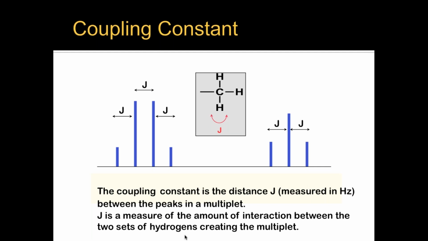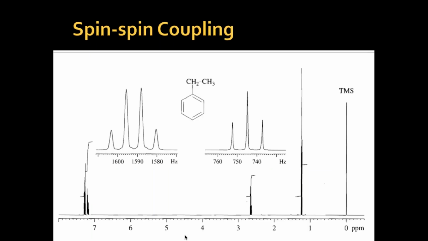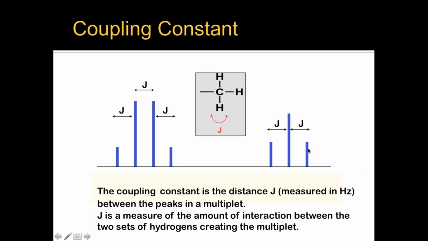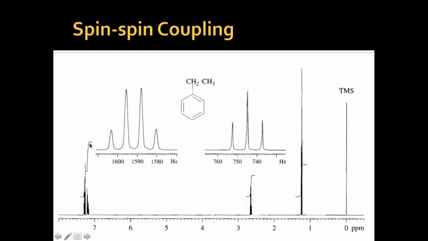So that's called a coupling constant. Now, how to see that? I showed you the triplet looks like this, quartet looks like this, but in reality, how is it? Let's see the example of ethyl benzene. Ethyl benzene, CH3, CH2, phenyl ring.